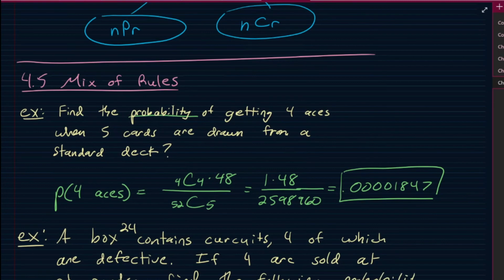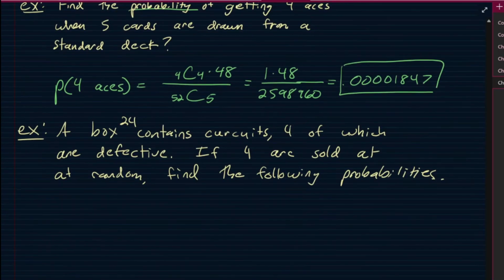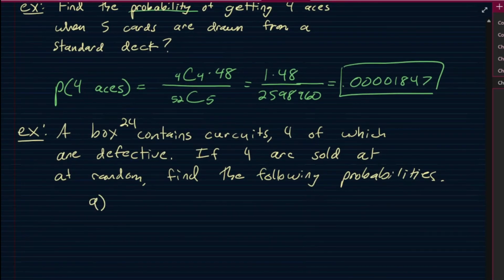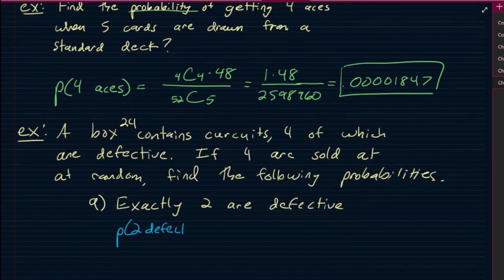And we've got here A, that exactly 2 are defective. That's our first one. Let's look at that. Again, it's a probability, so we know it's got to be a fraction. What are we looking for? The probability that we've got 2 defective. And we know it's a fraction. Let's figure out our denominator first. Again, that's usually the easier one.